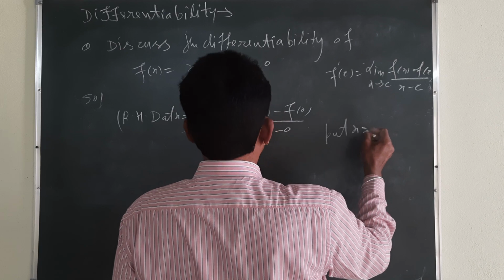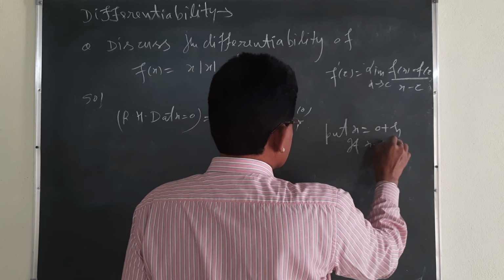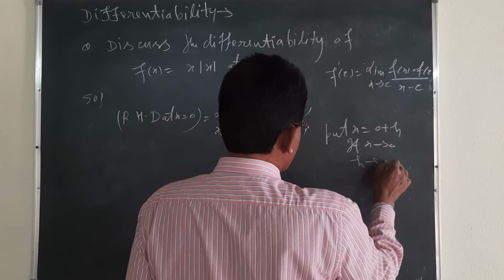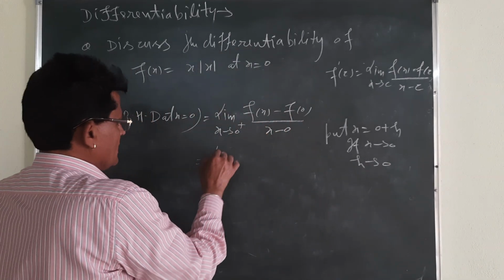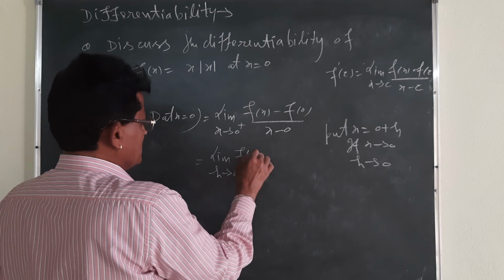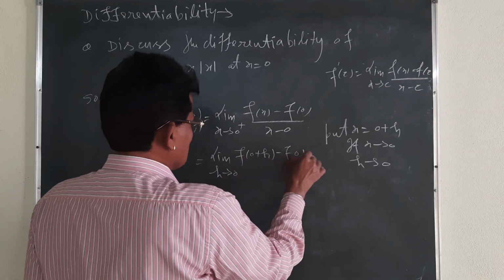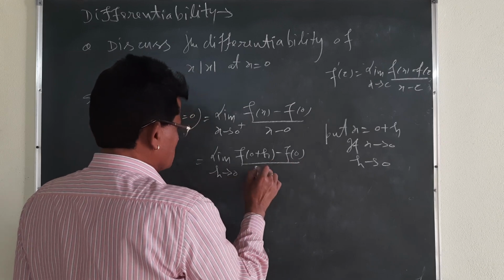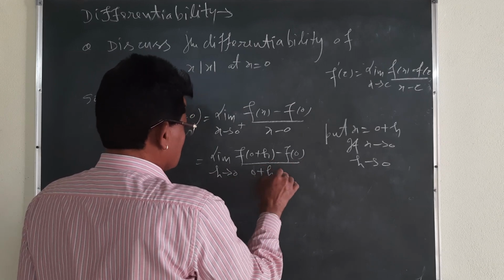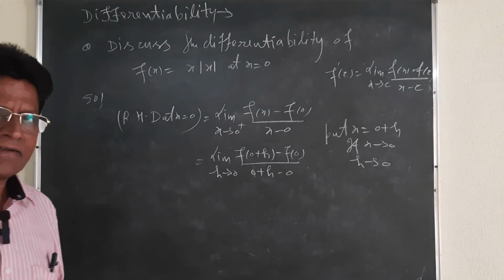Put x equal to 0 plus h. If x tends to 0, h tends to 0. So the limit as h tends to 0 of f(0 plus h). I am using this so that you will understand, because I am taking the same procedure, the same steps. I can take it directly.